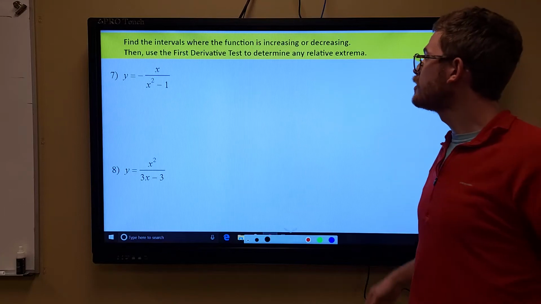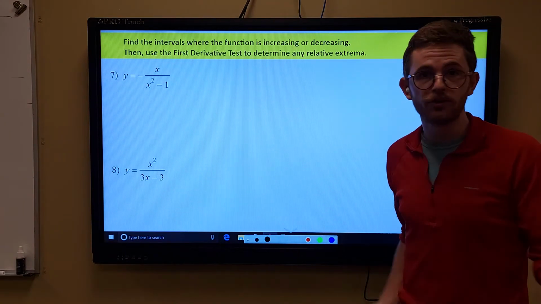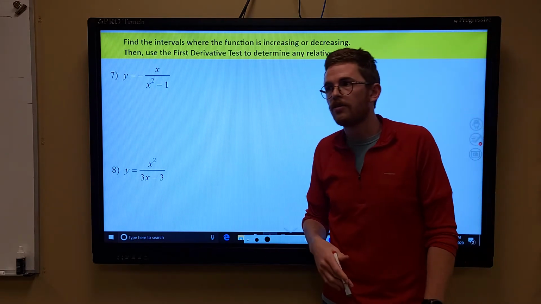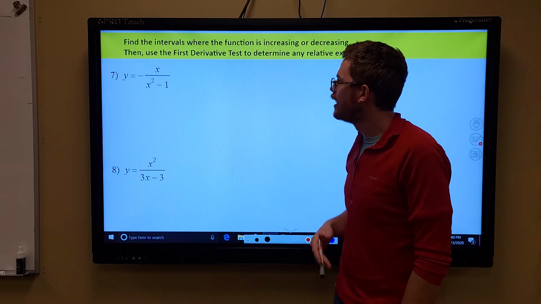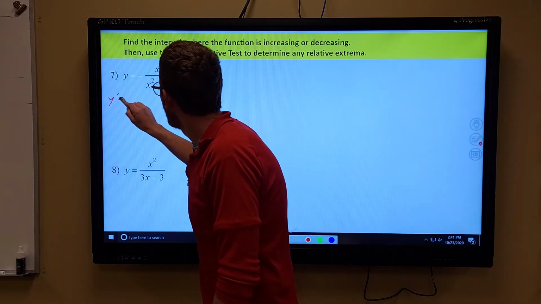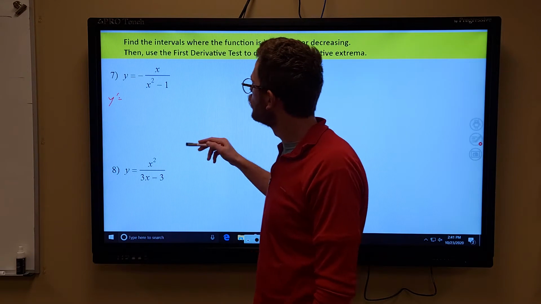First derivative test, intervals of increasing and decreasing. So we got some rational functions right here. And let's just jump into it. We know we're going to have to take the first derivative, and I'm going to use my quotient rule.